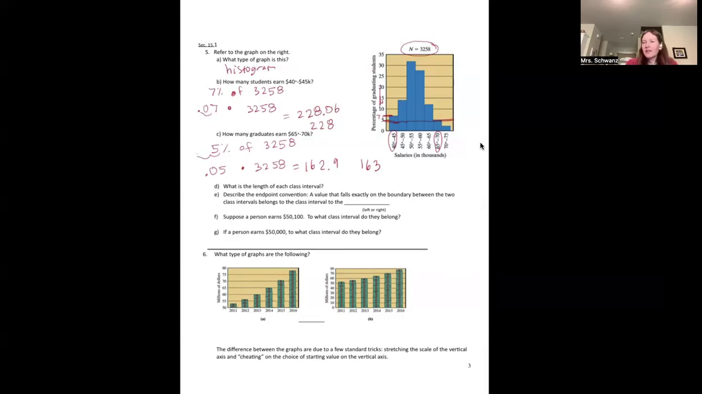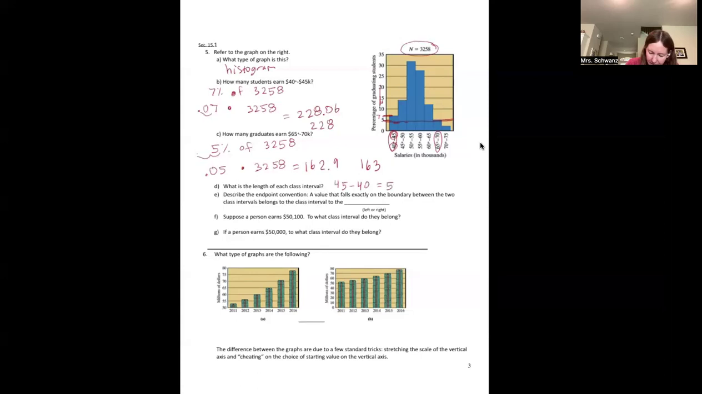Then they say, what is the length of each class interval? Now, this is something else that differs depending on the textbook that you're working in. But in this textbook, they take the upper limit and subtract the lower limit. So it's 45 minus 40, and the class interval is 5. And for the most part they try to make that consistent, with every single class having a width of 5. So the length of the class interval is 5.